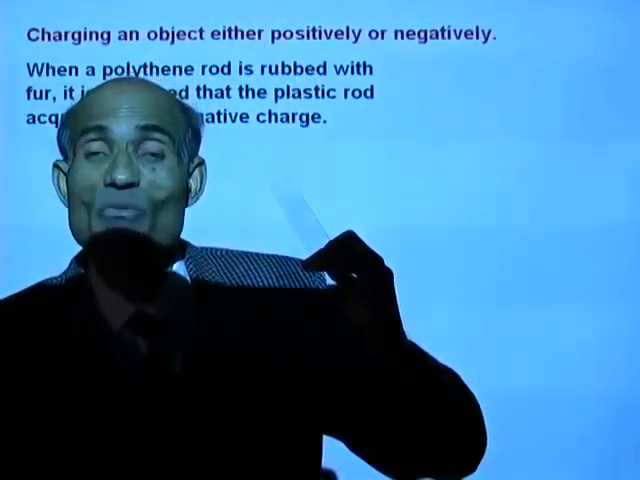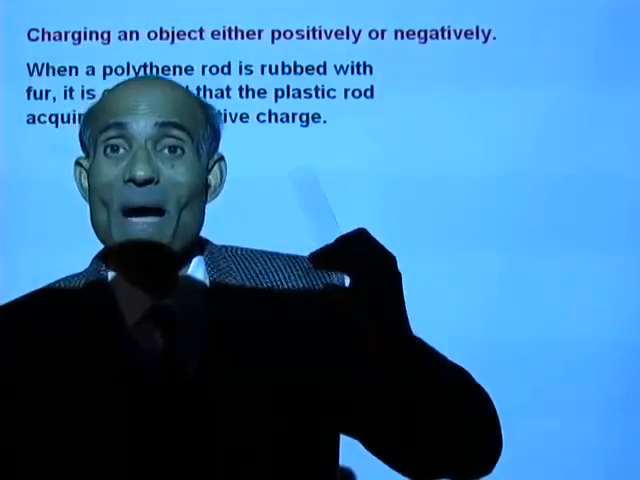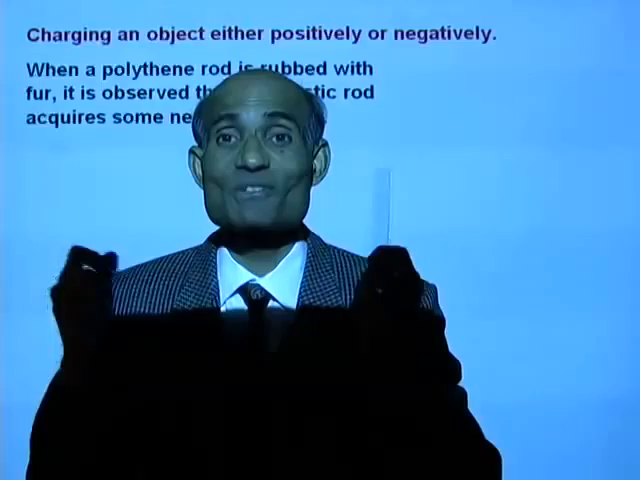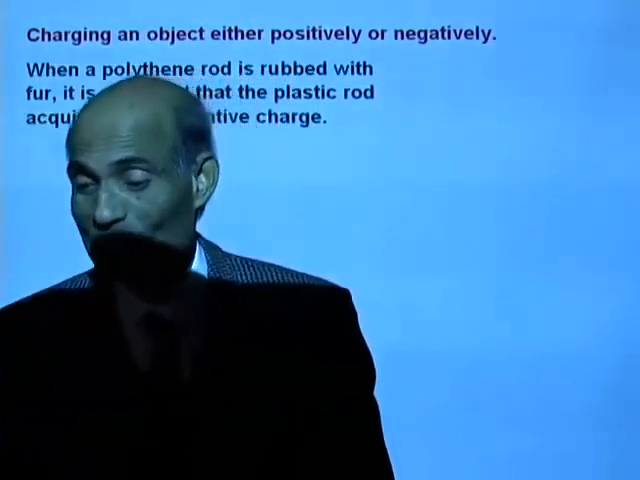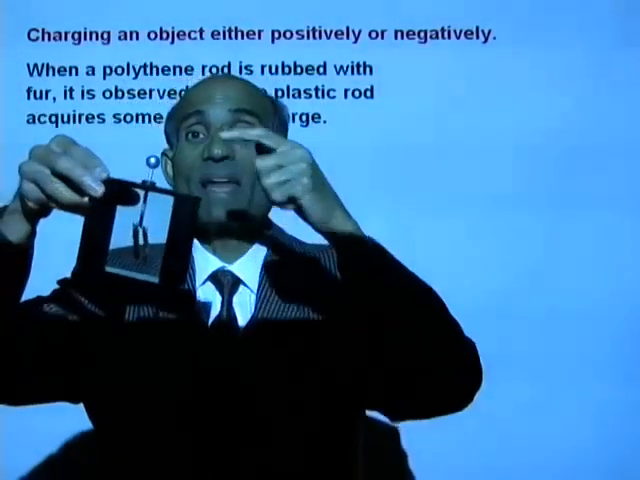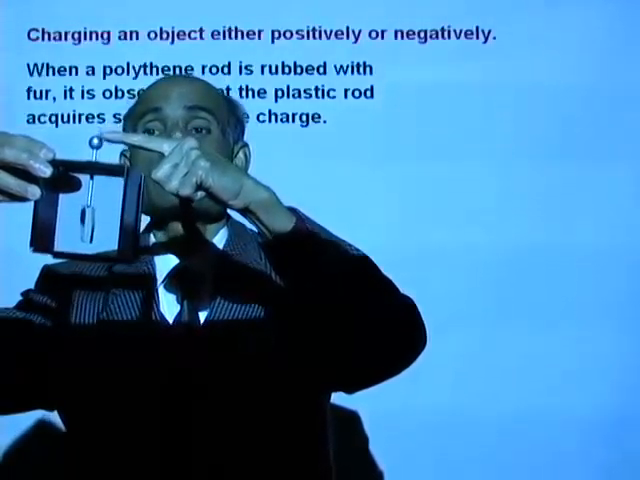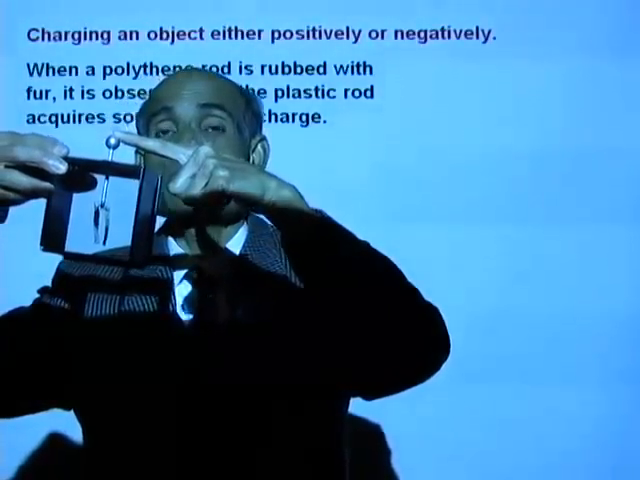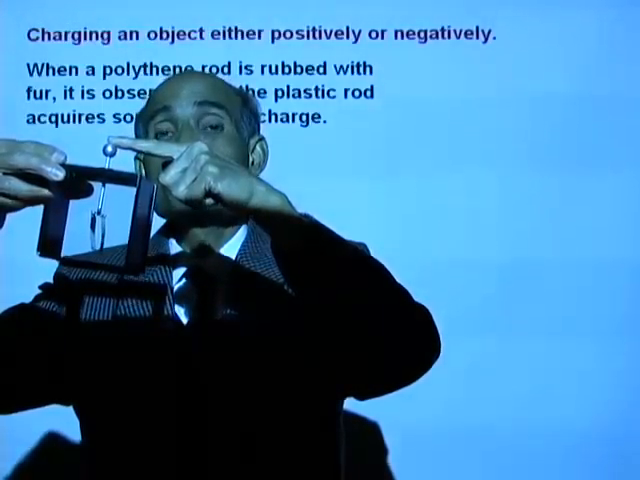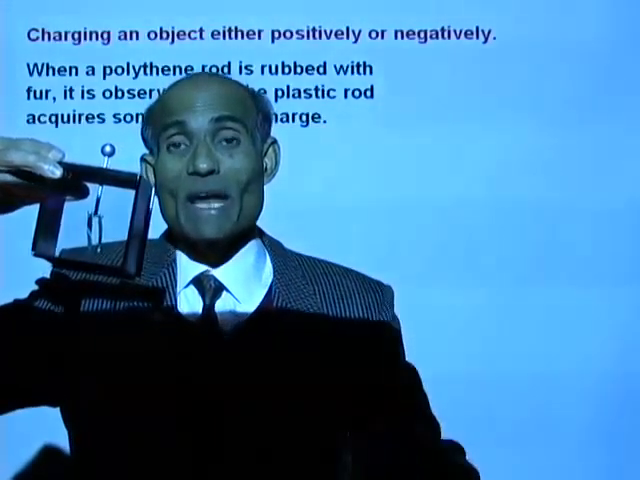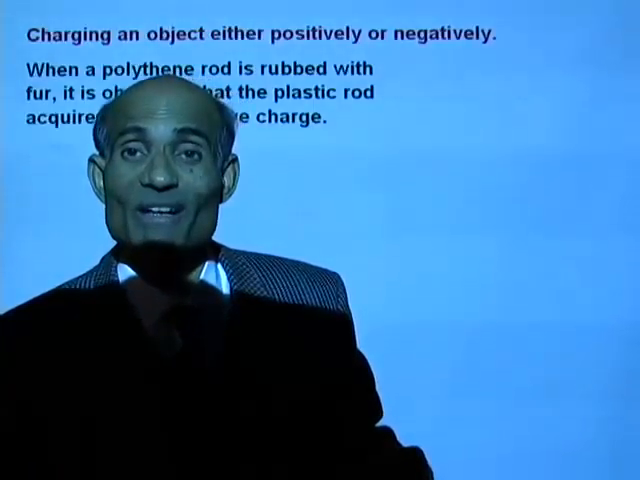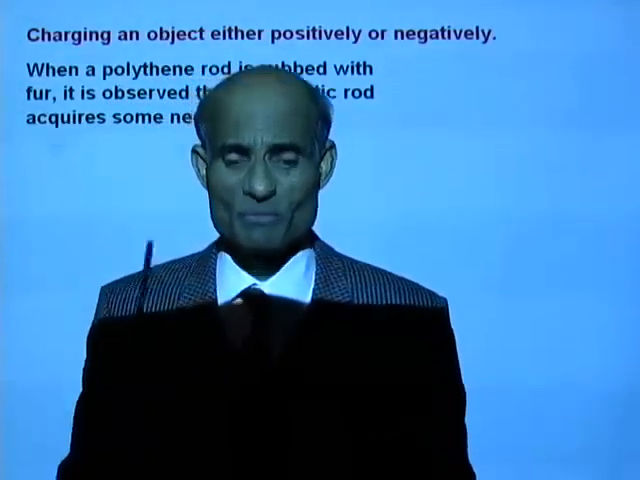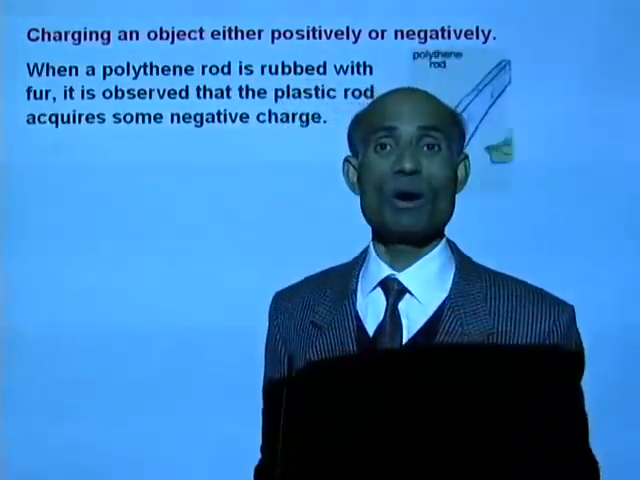Now, what happened when I touched? My body, all human bodies are good conductors of electricity. So, when I gave an excess amount of charge to this, when I touched it, those excess charges moved to the earth through me. I am a good conductor. We say the object has been grounded. But we will talk about that as we go on.